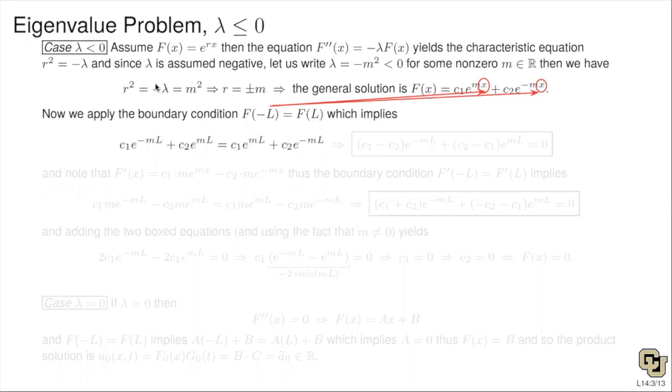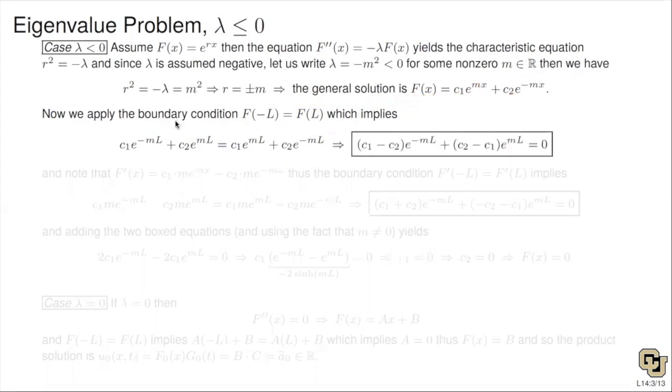C1 times e raised to the m times negative L plus C2 times e raised to the m times L is equal to, so that's when you plug in a negative L. So the negative and the negative cancel. So here, this is just L, because the two negatives cancel when you plug in a minus L. So right here, we'd have a minus L, and then minus minus. So there's a minus sign right there. And on the other side, we've just replaced x with L, set them equal to each other.